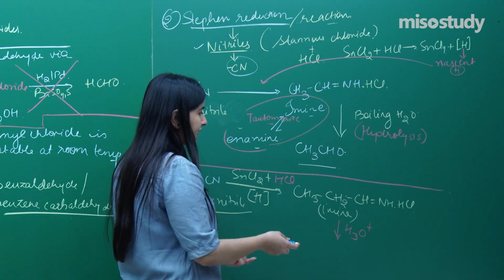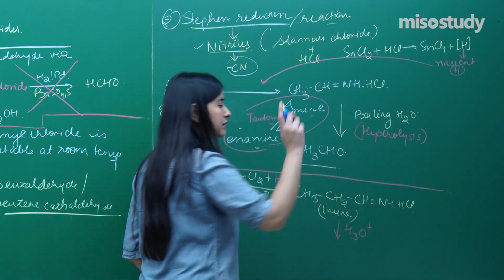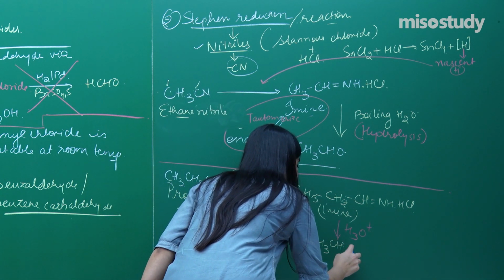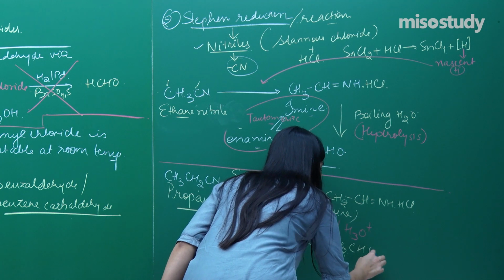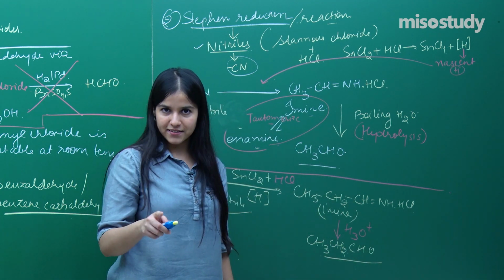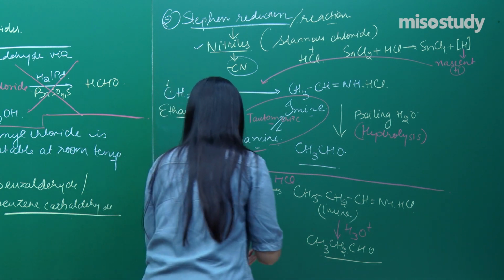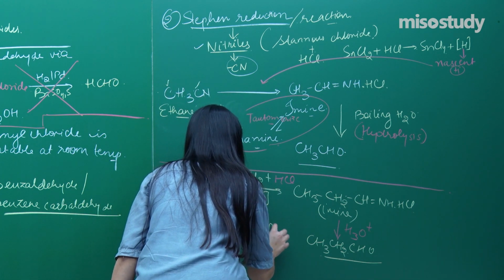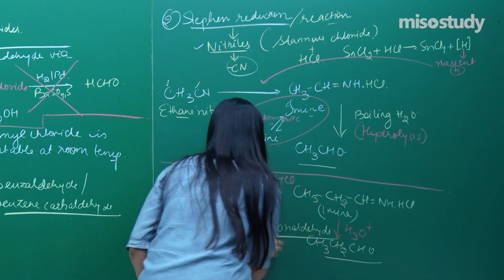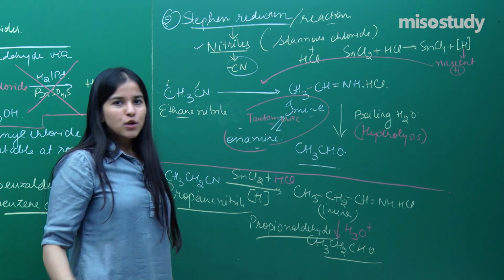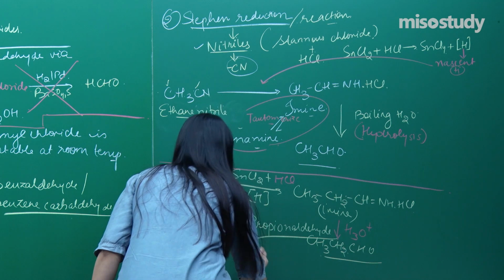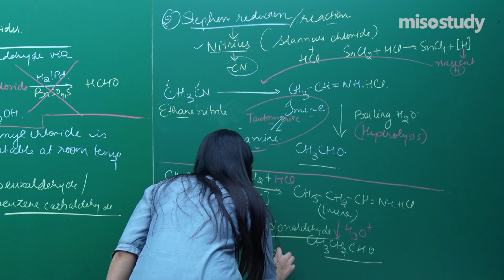So finally what do I get? 1, 2, 3, 3 carbon atoms, and you need to tell me the name for this particular compound. What is the name? It's propionaldehyde, one name. Propanaldehyde. That is one name I have. What could be the second possibility? It's propanal, right? It is propanal.